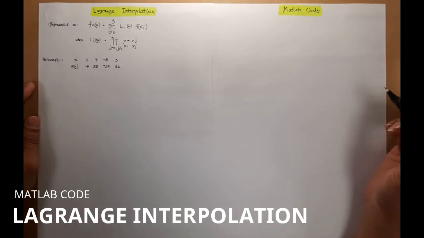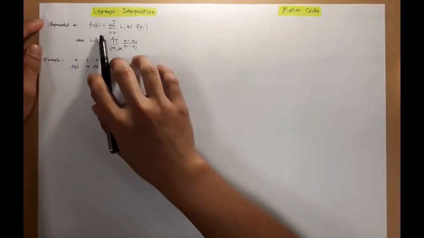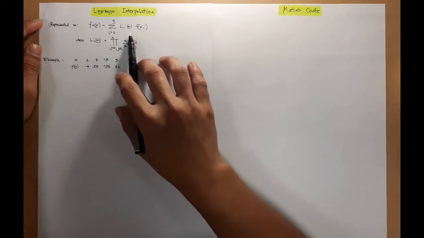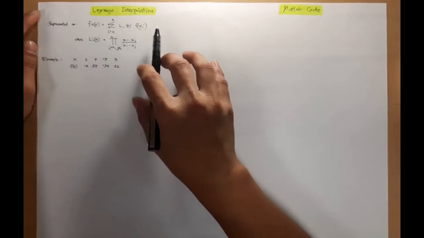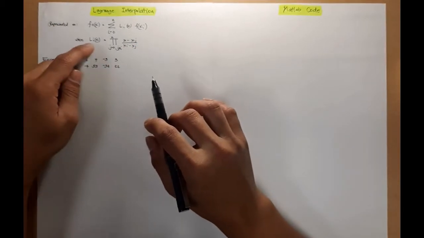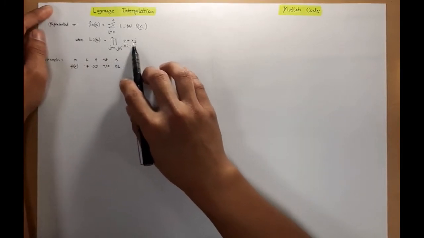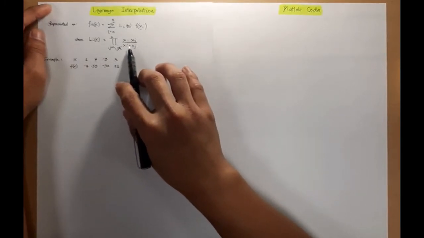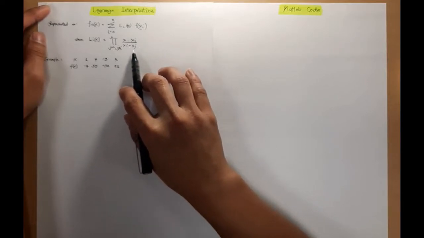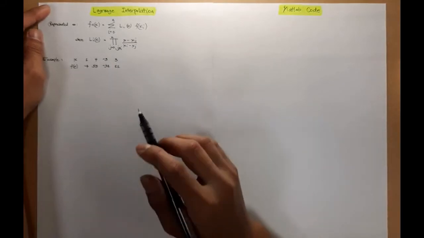Lagrange Interpolation. Lagrange interpolation is represented as f of n of x equal to the summation of Li of x times f of xi, where i is from 0 to n. Also, L of i of x is equal to the continuous product of x minus xj all over xi minus xj, where j is from 0 to n and j is not equal to i.